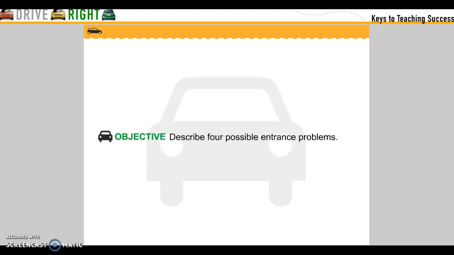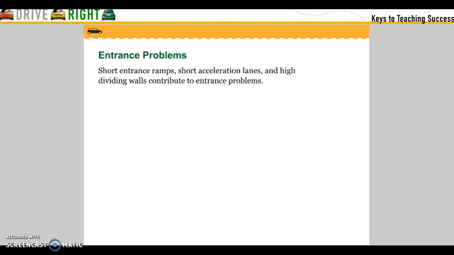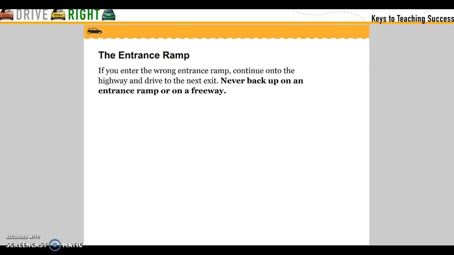Objective. Describe 4 possible entrance problems. Entrance problems. Short entrance ramps, short acceleration lanes, and high dividing walls contribute to entrance problems. The entrance ramp. If you enter the wrong entrance ramp, continue onto the highway and drive to the next exit. Never back up on an entrance ramp or on a freeway.